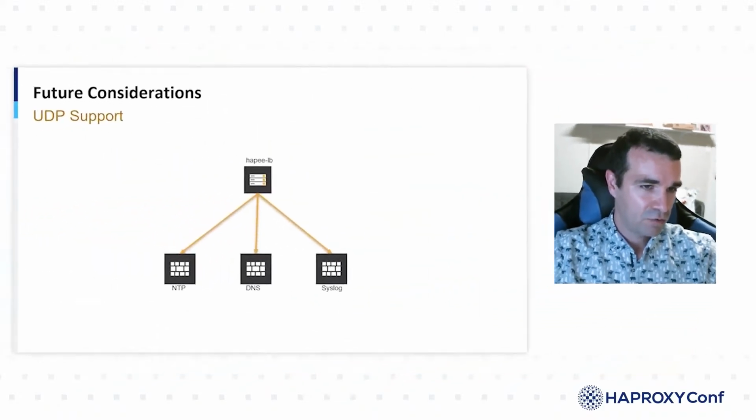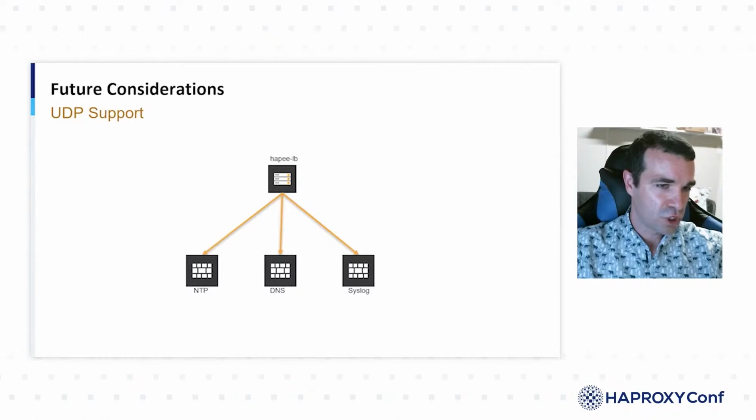Another big thing that people have been asking a lot from us is UDP support for the proxy. Currently, the 3 things that we want to support are NTP, DNS, and syslog. Right now, the Nuage utility host does support proxying of DNS and NTP, but not syslog. But we're not using HAProxy to do those.